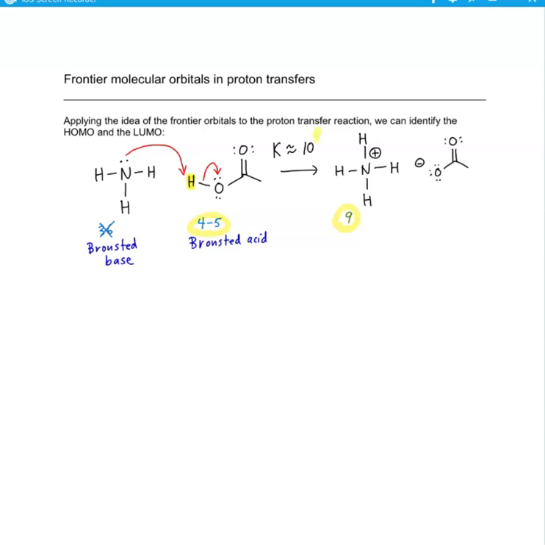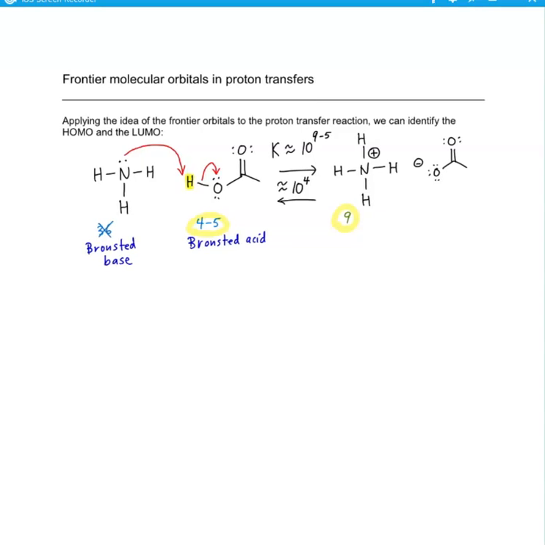So 10 to the 9 minus 5, known to the fans as 10 to the 4. So this is an equilibrium reaction. You're going to have some reactants and some products. Now let's assess the frontier orbitals.